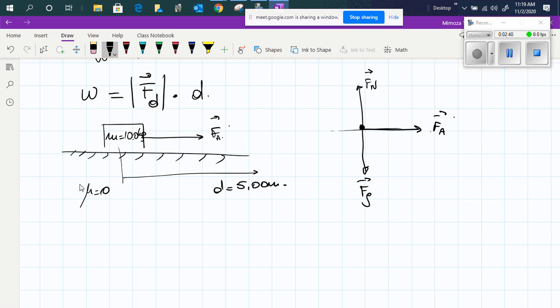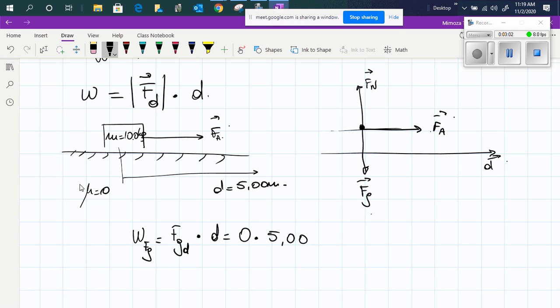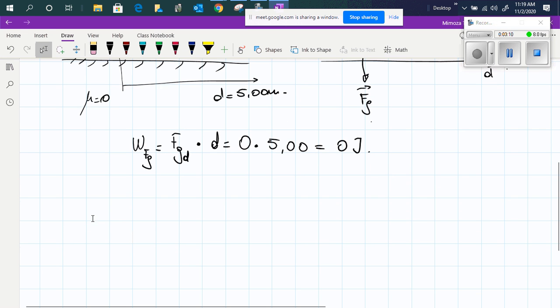Now, the displacement is in this direction. So the work done by the force of gravity is the component of the force of gravity along the displacement times the displacement. The component of the force of gravity along the displacement is equal to 0, times 5, so this will be 0 joules. So the force of gravity in this case is not doing any work on this motion.